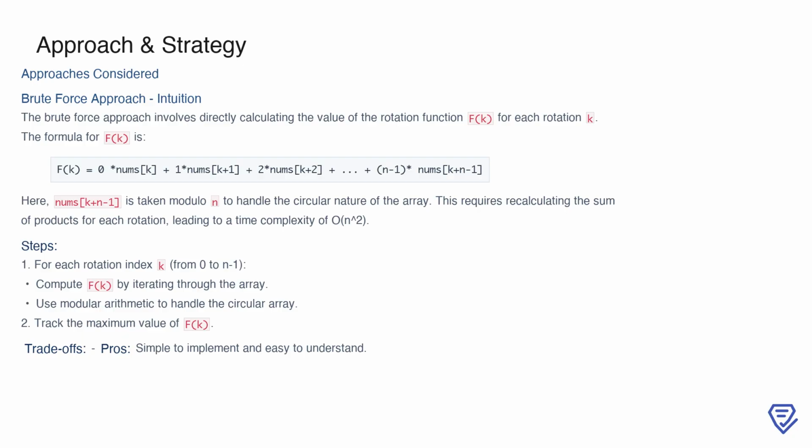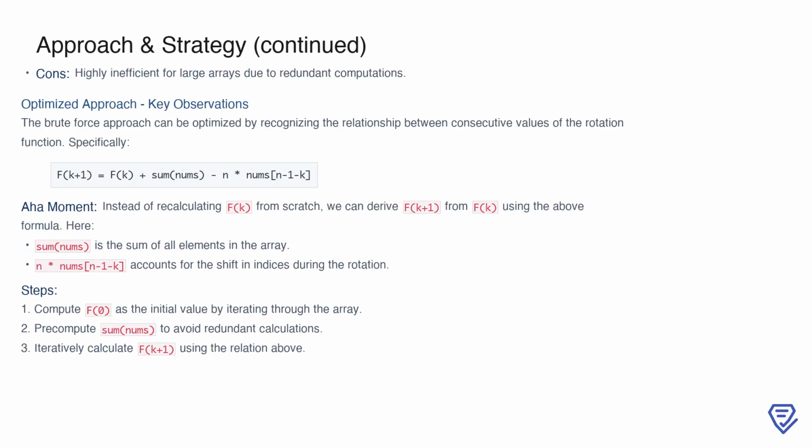This means that as we rotate, the indices wrap back to the start of the array. To implement this, we iterate over all possible rotations, compute F(k) for each one, and track the maximum value. While this approach is straightforward and easy to understand, it requires recalculating the sum of products for each rotation, which leads to a time complexity of O(n squared). This makes it inefficient for larger arrays. The brute force approach, while conceptually simple, has significant drawbacks due to its inefficiency for large arrays.